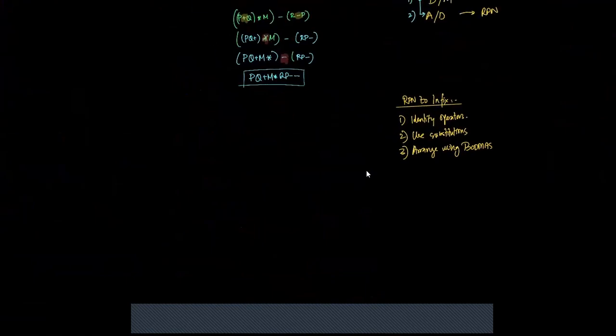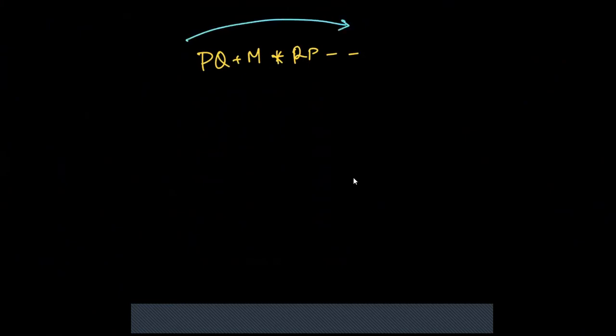So now let's take this infix expression that we just derived. Let's take PQ plus M star RP minus minus. So our first task is to look at it from left to right. And this is the first operator we found because we know that AB star in infix means A times B.